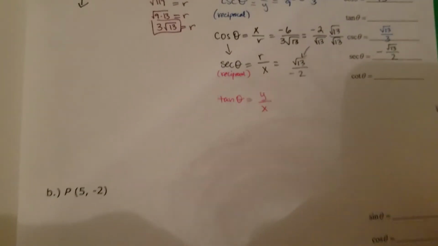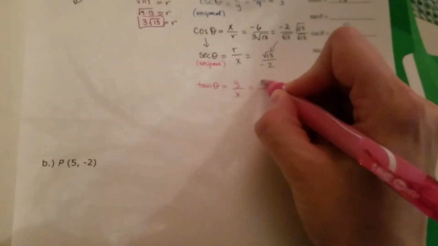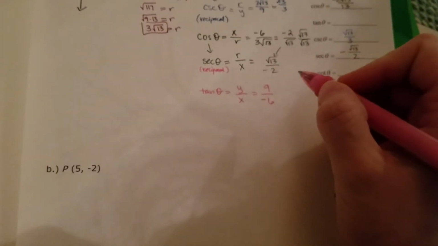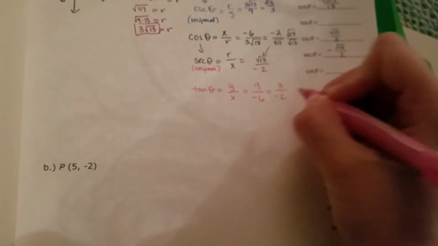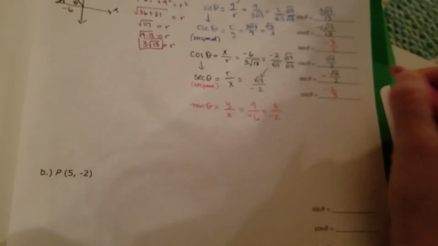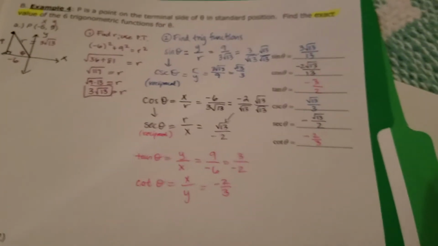Oh, sorry, that looks a little blurry. And your y value is 9. Your x value is -6, so we're just going to reduce. Divide by 3, divide by 3, and you will get -3 over 2. Its reciprocal would be -2 over 3. So the cotangent is x over y, which would be -2 over 3. And that's what we wrote on the line.